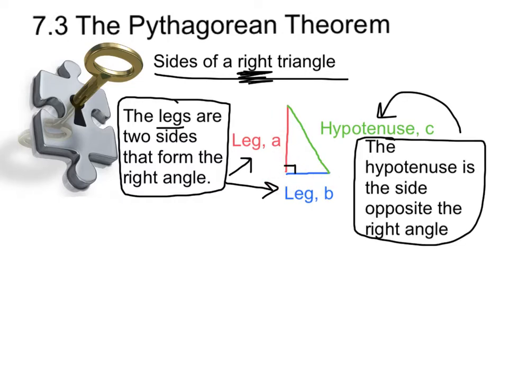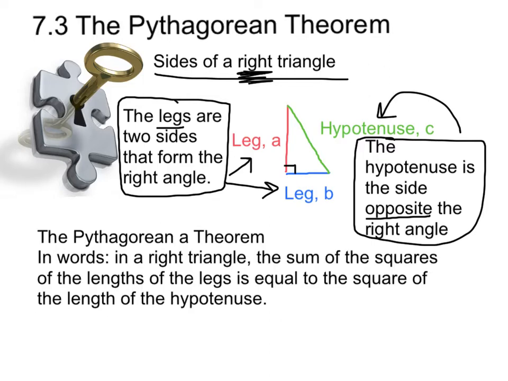Now the hypotenuse is the side that is opposite, keyword opposite, the right angle. So here's your right angle. The longest side, which is called the hypotenuse, is across from it. So the hypotenuse is across from the right angle, and it's also the longest side.